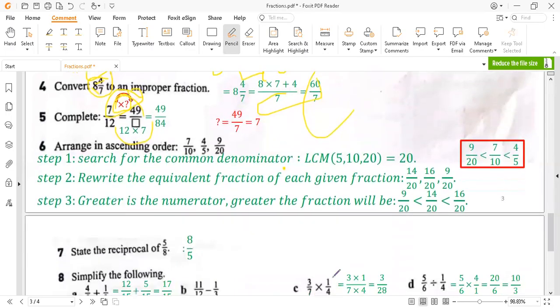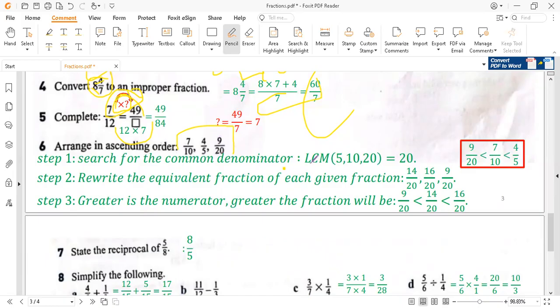So how do we arrange fractions in ascending order? What do we mean by ascending order? Ascending order is the order from the smallest to the greatest number. So when dealing with only fractions, we should first of all search for the common denominator. What do we mean by the common denominator?